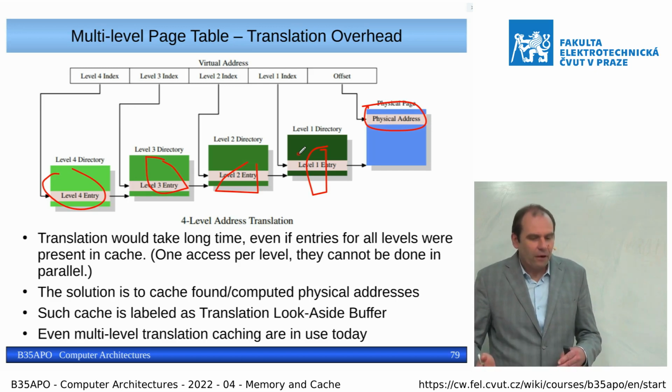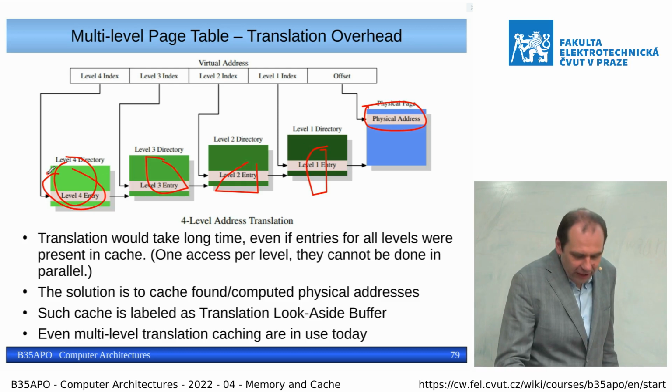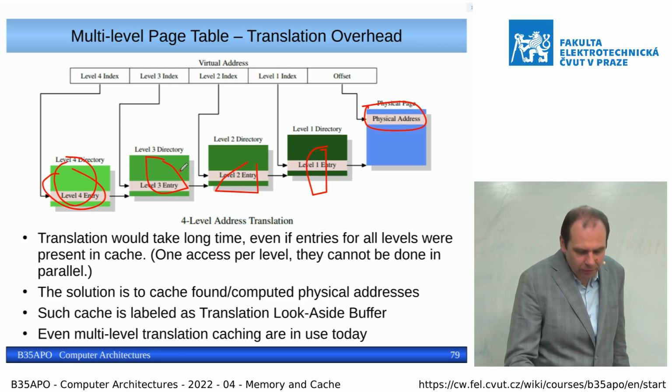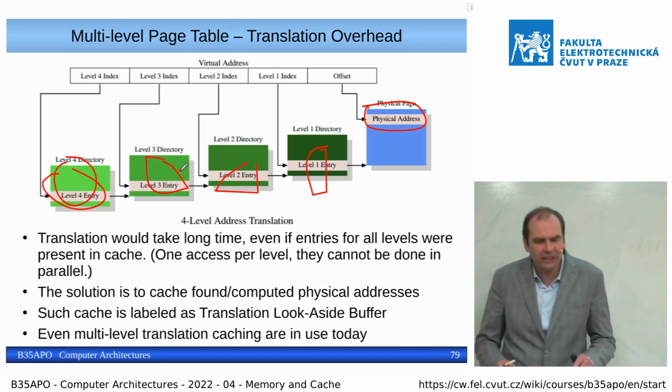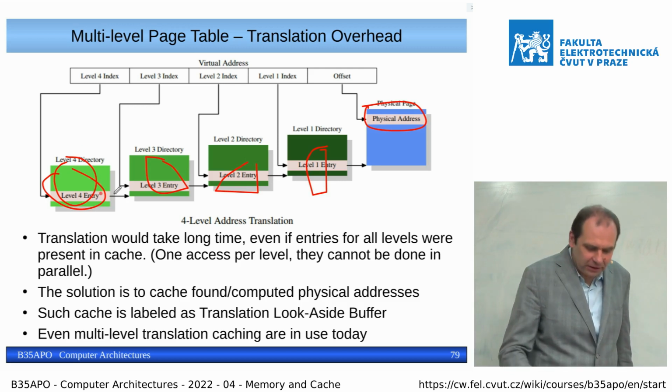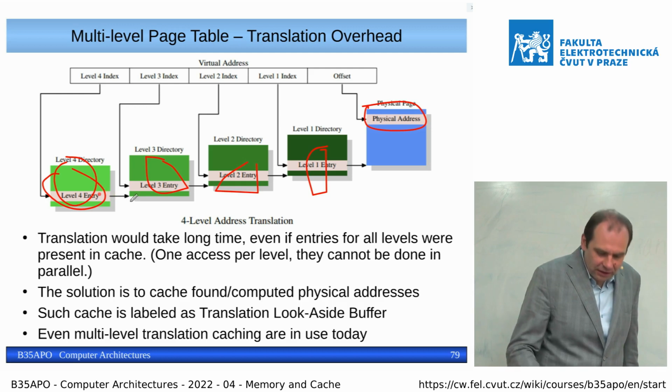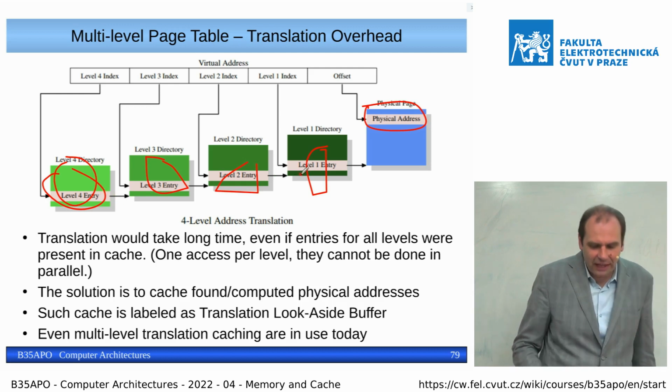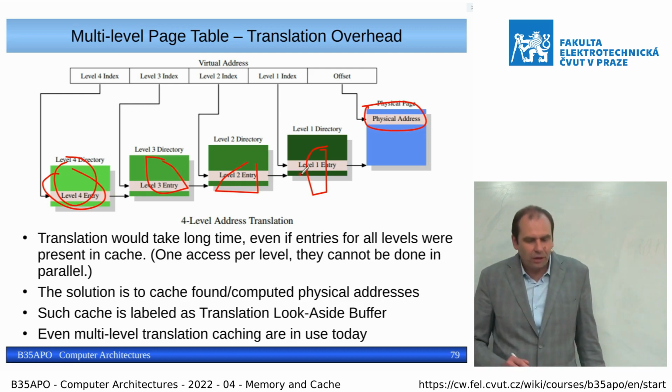And okay, if you have a cache, then you can check and store the information about those page tables even in the cache, and it is used. So basically the accesses that traverse the page tables are cached. But even in this case, it takes a long time. So what is used there?